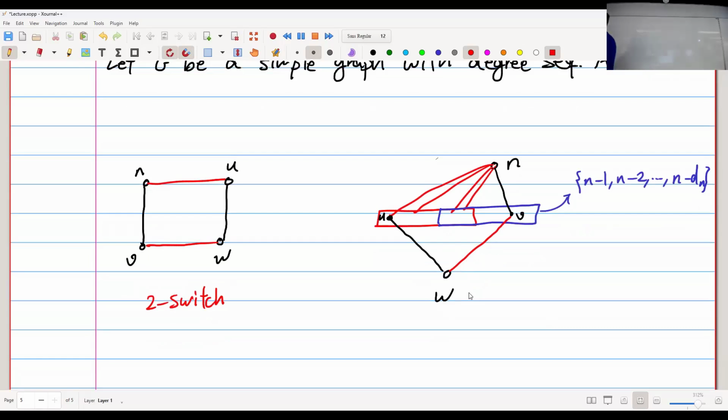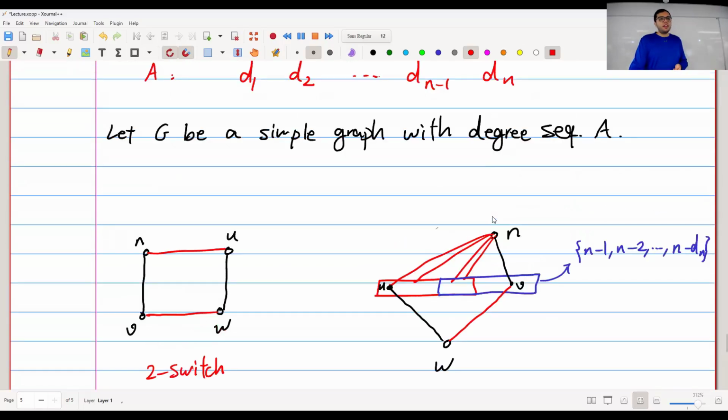Because look, if I start with N, of course, I can find U and V. If I cannot find U and V, that means that the red set is the same as the blue set. So I have exactly the same set of neighbors that I wanted. There's nothing to do. I'm happy, right? So the fact that I can find U and V is trivial. But why can I always find W?